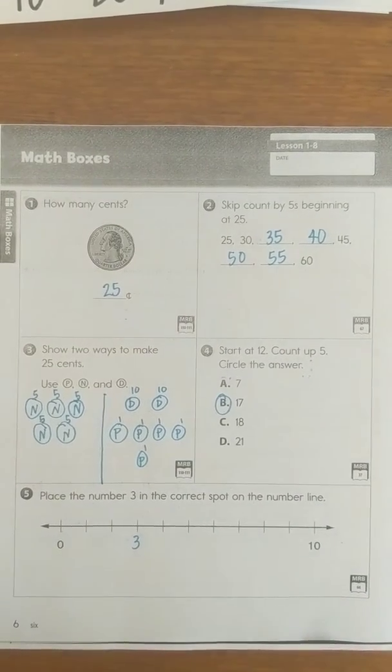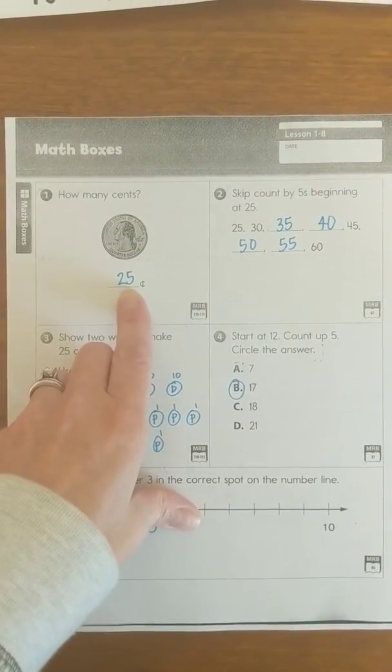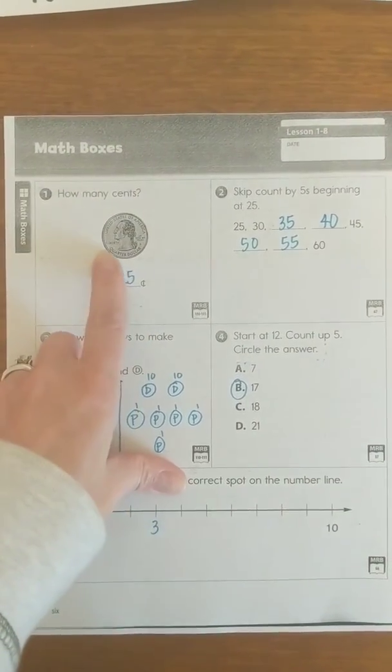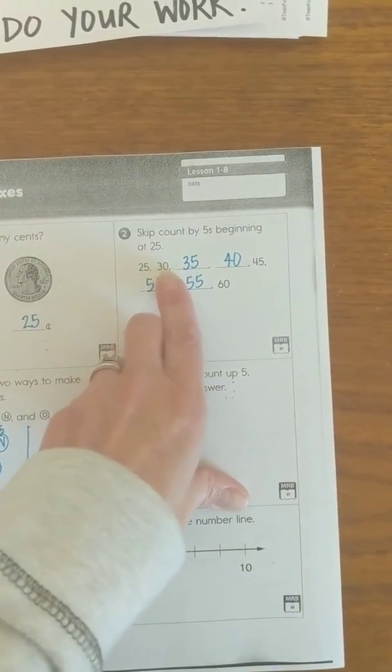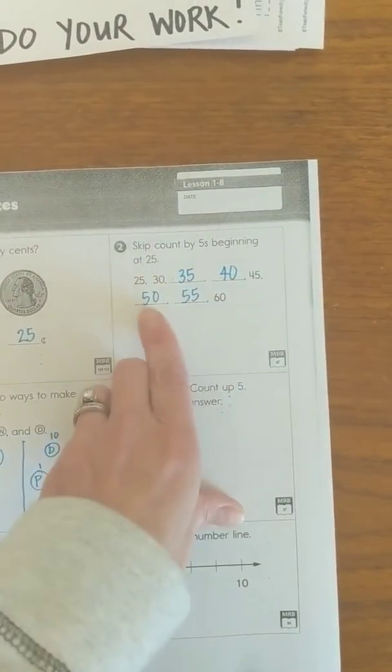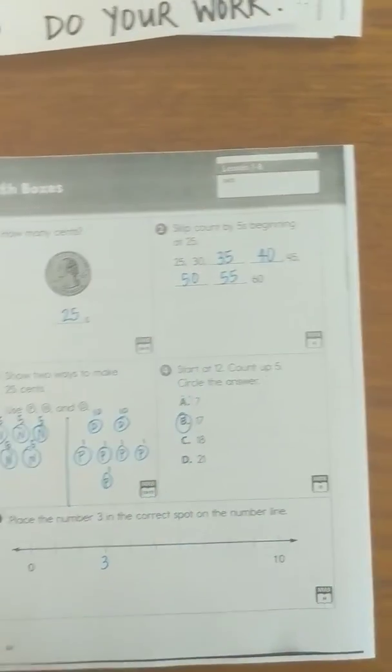Okay, welcome back. So for question number 1, how many cents? 25 cents, because as we see, it's a quarter. Counting by fives, we started with 25, 30, 35, 40, 45, 50, 55, and they gave us 60.